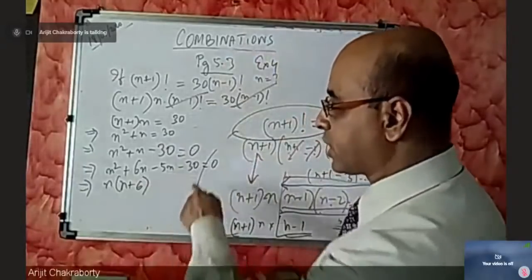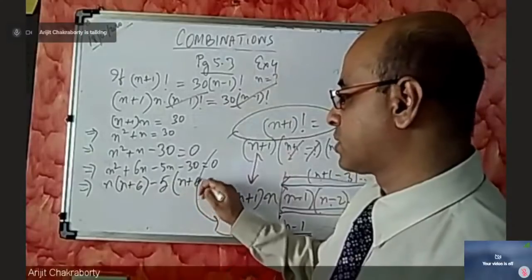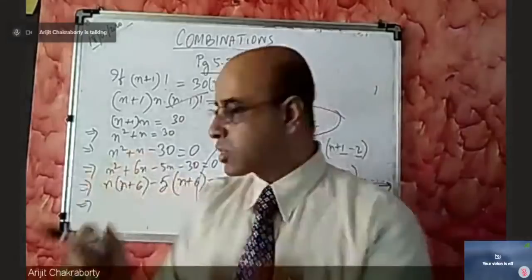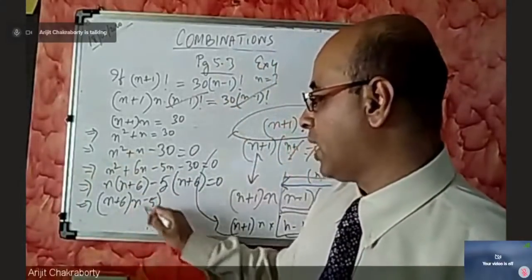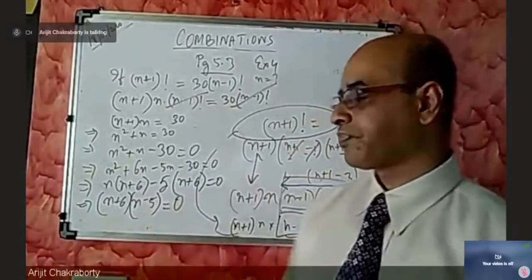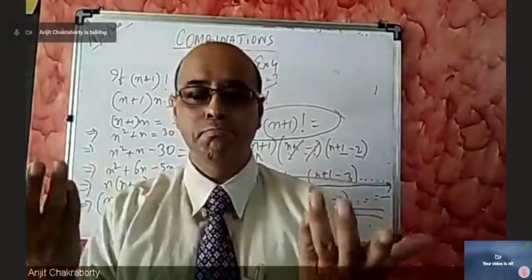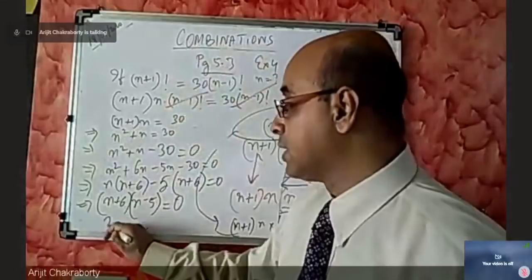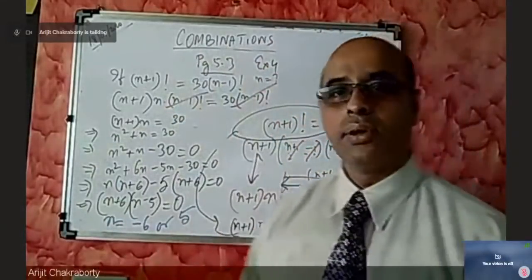From this part we take minus 5 common. So again you get n plus 6, equal to 0. So two expressions, (n plus 6) into (n minus 5) equal to 0. Same question again in front of you, dear friends. So we get two values of n from here. n is either minus 6 or n is equal to 5.